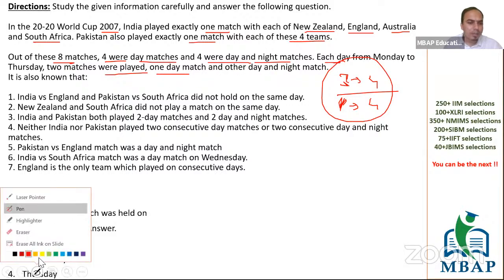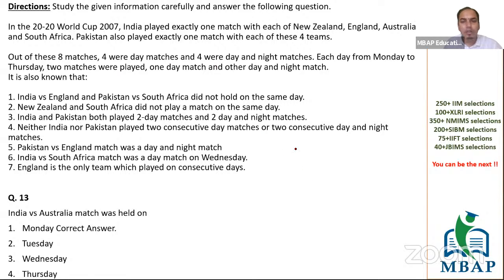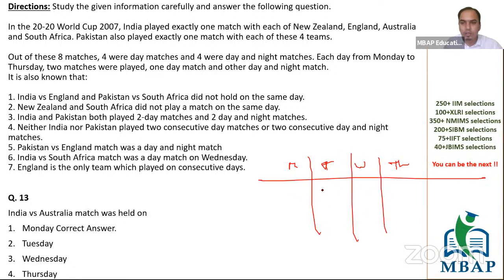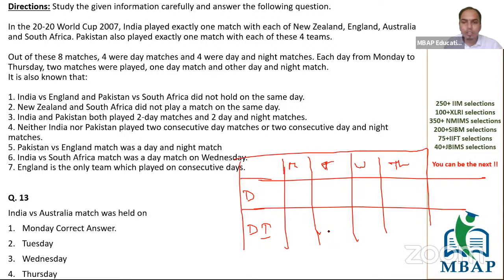So the initial part is basic information, not very tricky. What you have understood is every day, say Monday, Tuesday, Wednesday, and Thursday, these are the 4 days, and every day you have two kinds of matches. One is the day match, one is the day and night match. Your job now is to put up which day which match is a day match and which match is a day and night match. Now I'm going to look at these clues, and based on the clues, I'm going to take a call whether this set is easy, moderate, or difficult.